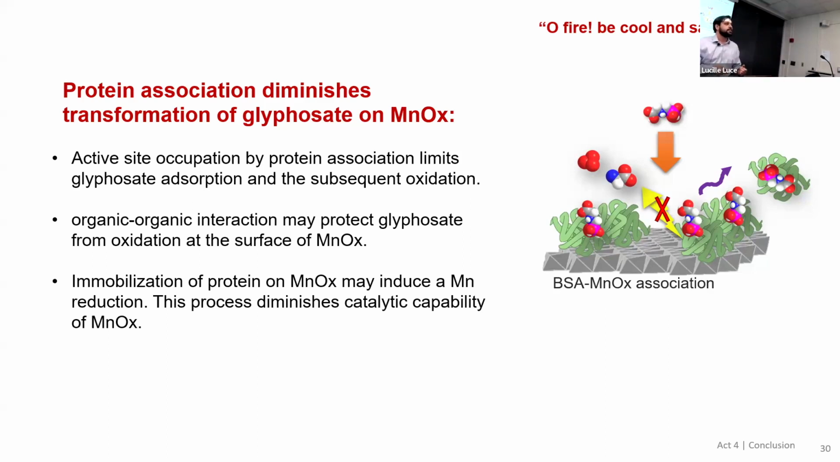Another interesting thing, studied by many people, is that protein can immobilize and reduce manganese. When we have a reduced surface, that's another way to have less transformation, because catalytic capability drops when we have a reduced surface instead of an oxidized surface.